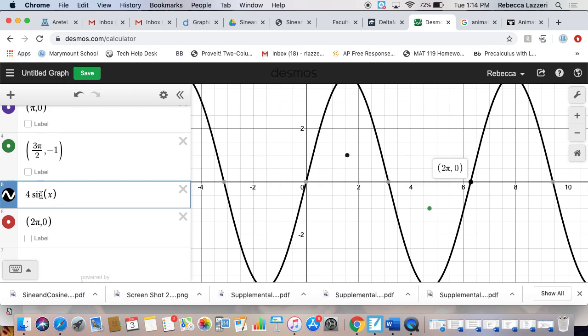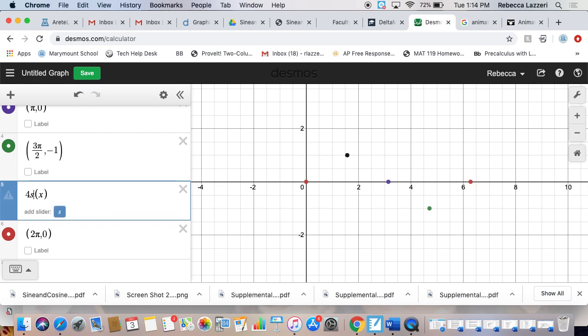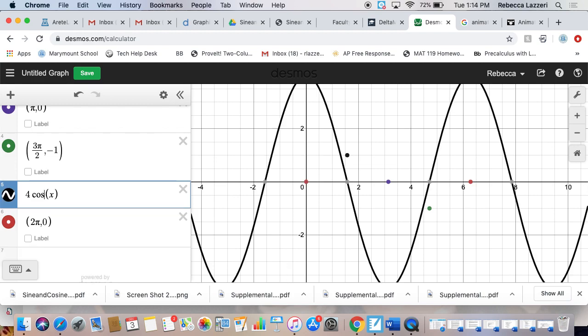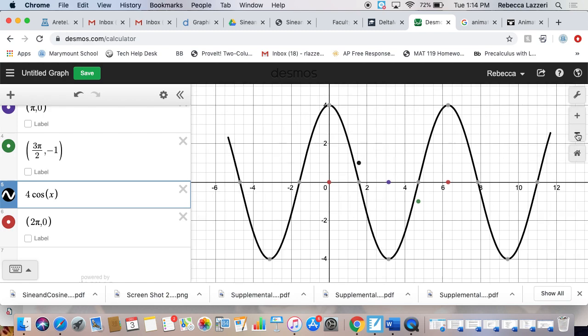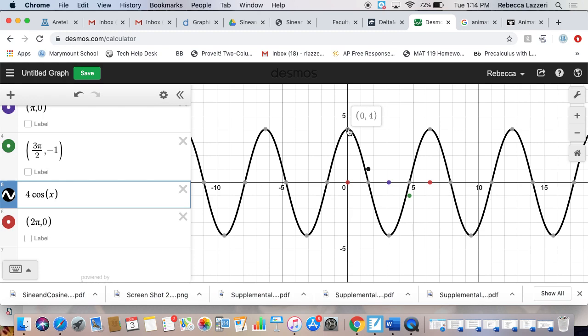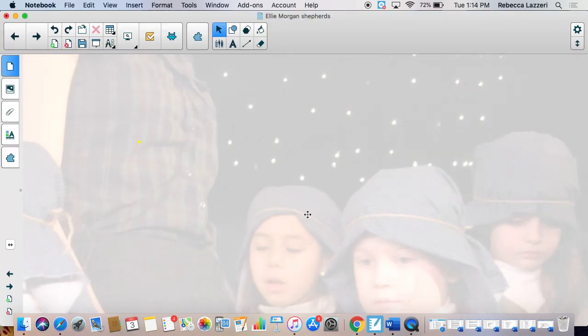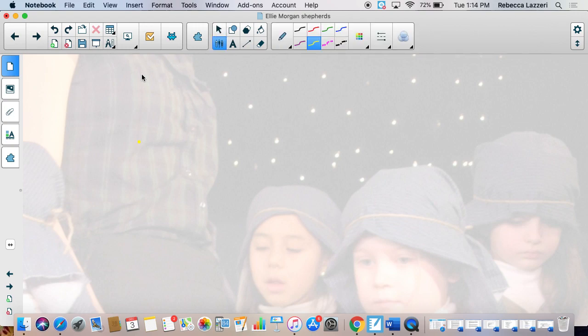Now cosine, you also graph some cosines. Cosine looks very similar, but do you see that it starts up at the amplitude? Do you see it doesn't start at 0, it starts up high? Let me show you the reason for that, and then we'll take some notes before we leave. Okay, so this is what's happening.